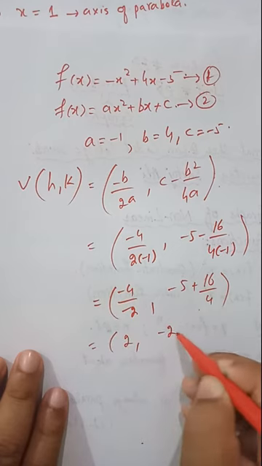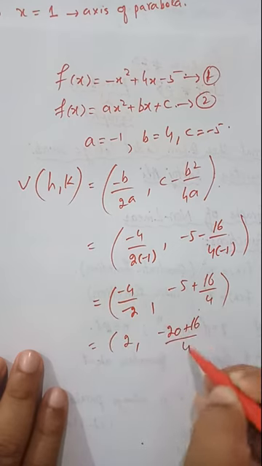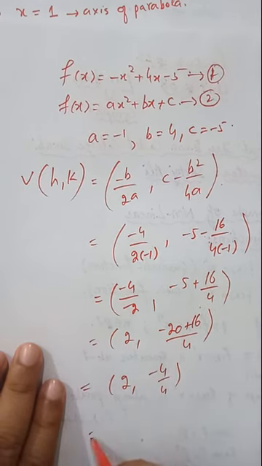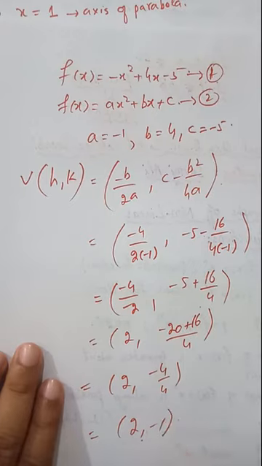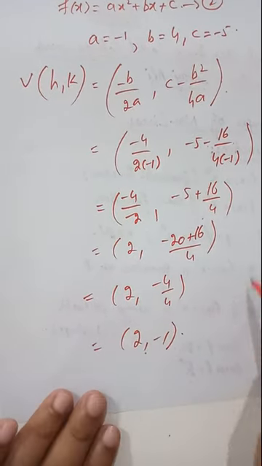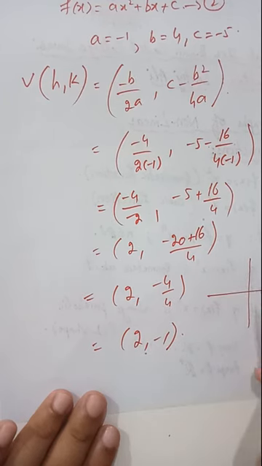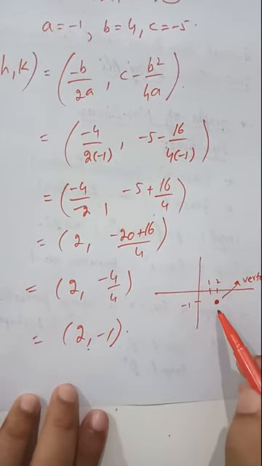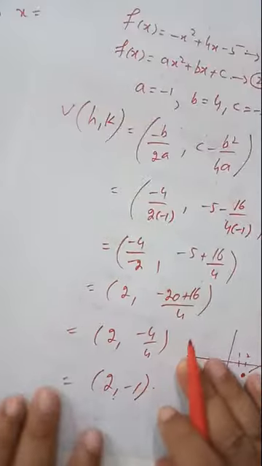This is minus 20 plus 16 divided by 4. So this is 2, minus 4 divided by 4. So 2, minus 1. So 2, minus 1 is the vertex. Let's say this is 1, 2, and let's say this is minus 1. So this point is the vertex. This point is the vertex of the given parabola.